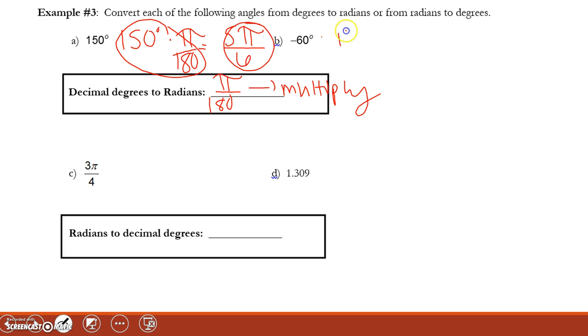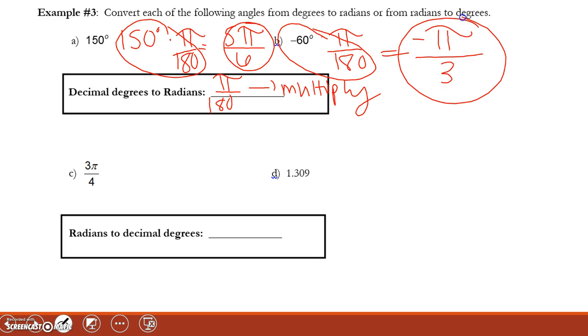I'm going to do the same thing. I'm going to multiply this by pi over 180. I keep the pi in my answer. Now I reduce negative 60 over 180, and that reduces to negative 1 over 3. I'm just going to put negative up top, and that's in radians.